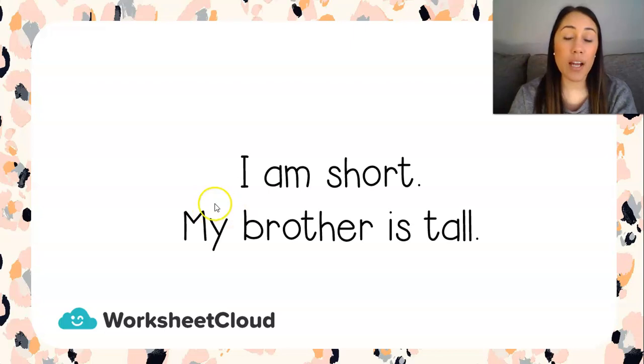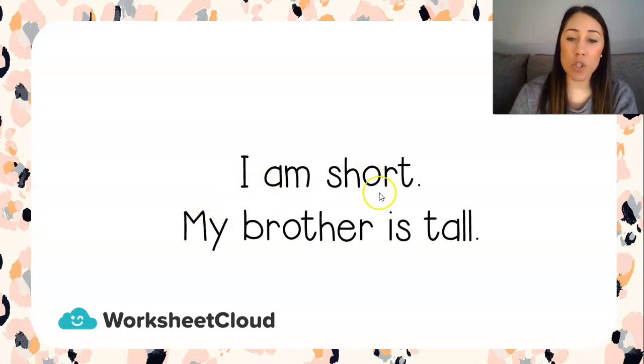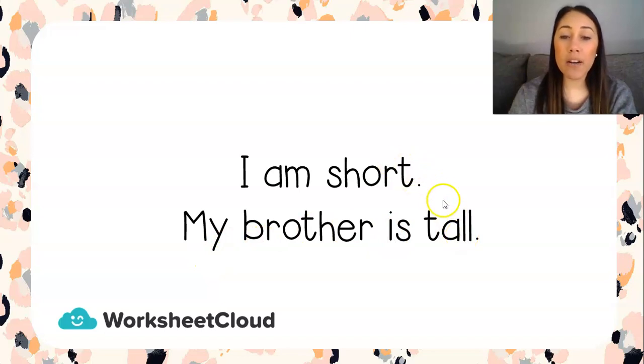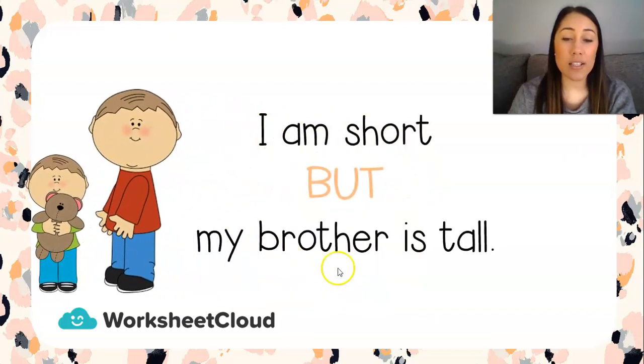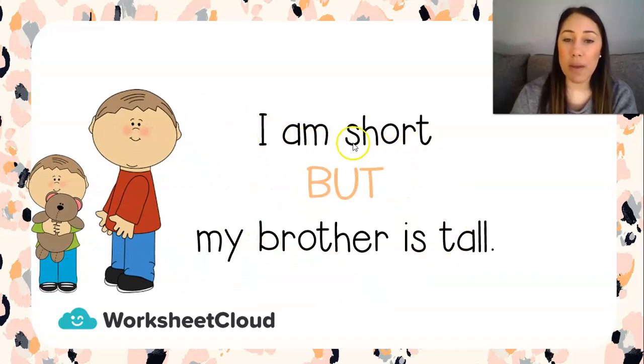Now there's another way that I can compare. I am short. My brother is tall. We're comparing the height of my brother to me. So I am short and my brother is tall. I can use the word "but" to add these two sentences together, or to combine them to make one long sentence, because I'm comparing my brother and I. So I am short, but my brother is tall.